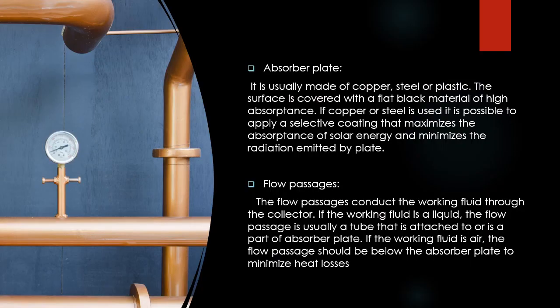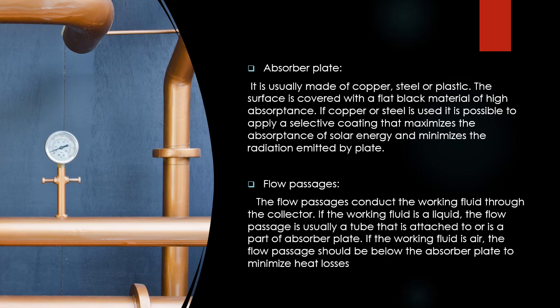So now we are going through each one of the components, that is, first the absorber plate. The absorber plate is usually made of copper, steel or plastic. The surface is covered with a flat black material of high absorbance, and if copper or steel is used, it is possible to apply a selective coating that maximizes the absorbance of the solar energy and minimizes the radiation emitted by the plate.